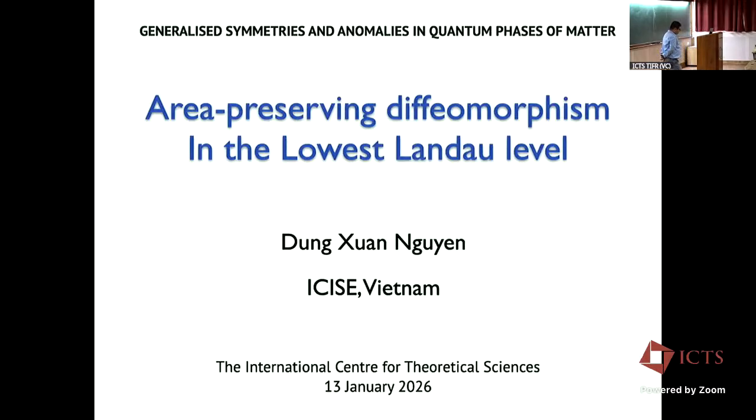In the limit called the lowest Landau level limit, fractional quantum Hall enjoys higher rank symmetry, and actually it's a nonlinear higher rank symmetry. And from this symmetry, there are some interesting consequences.